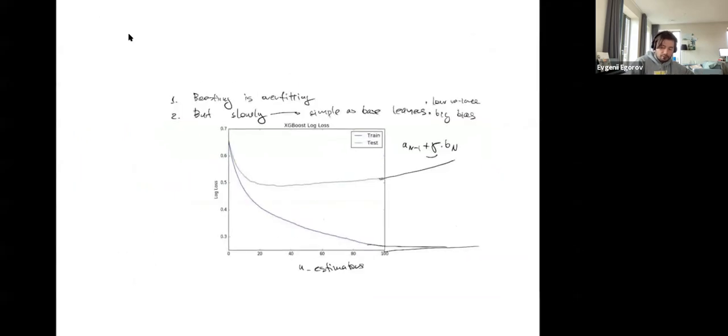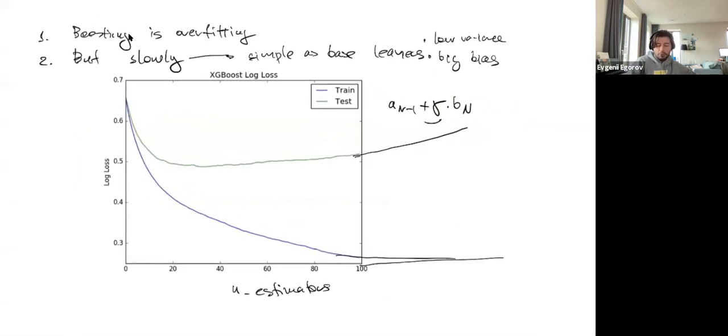With boosting, all is quite opposite. You can overfit, but this is the price for that. You can decrease the error on your test data set much further than with bagging, because you can make the bias lower.